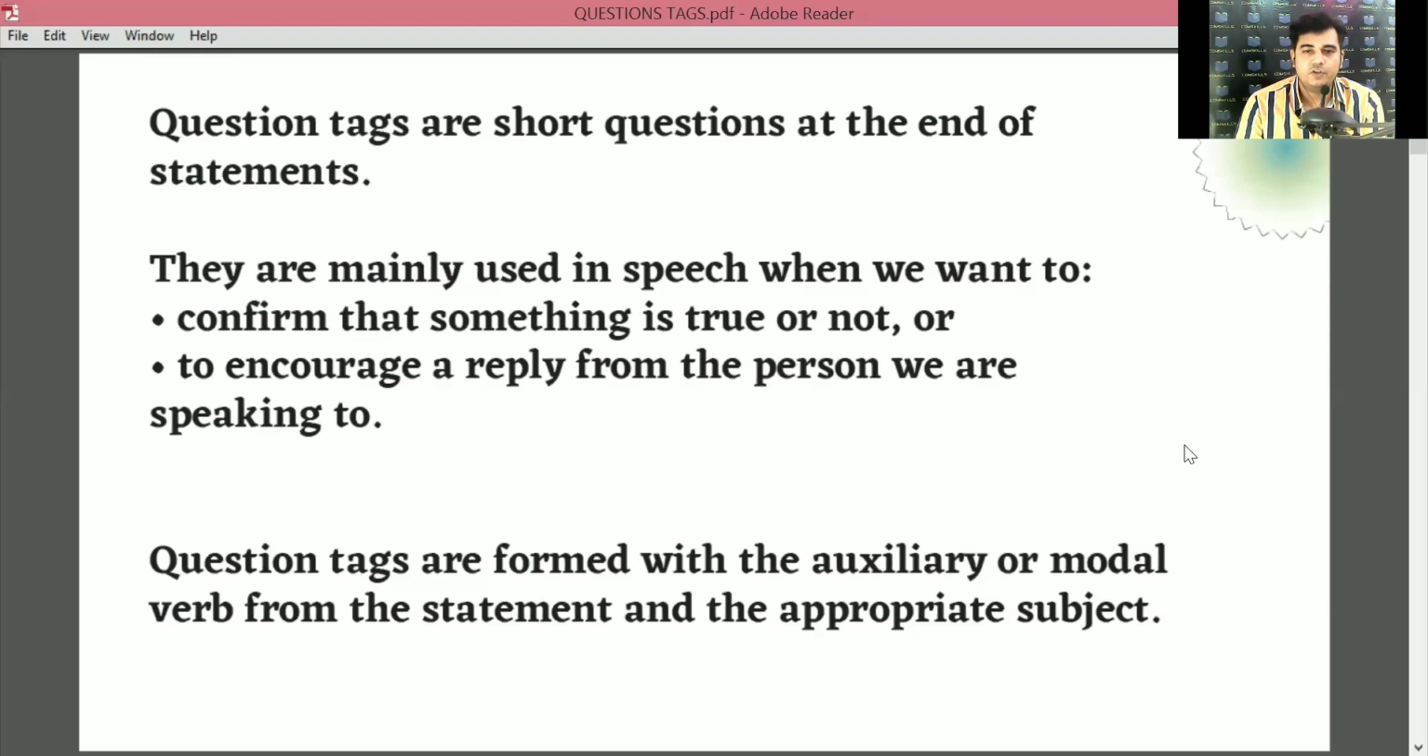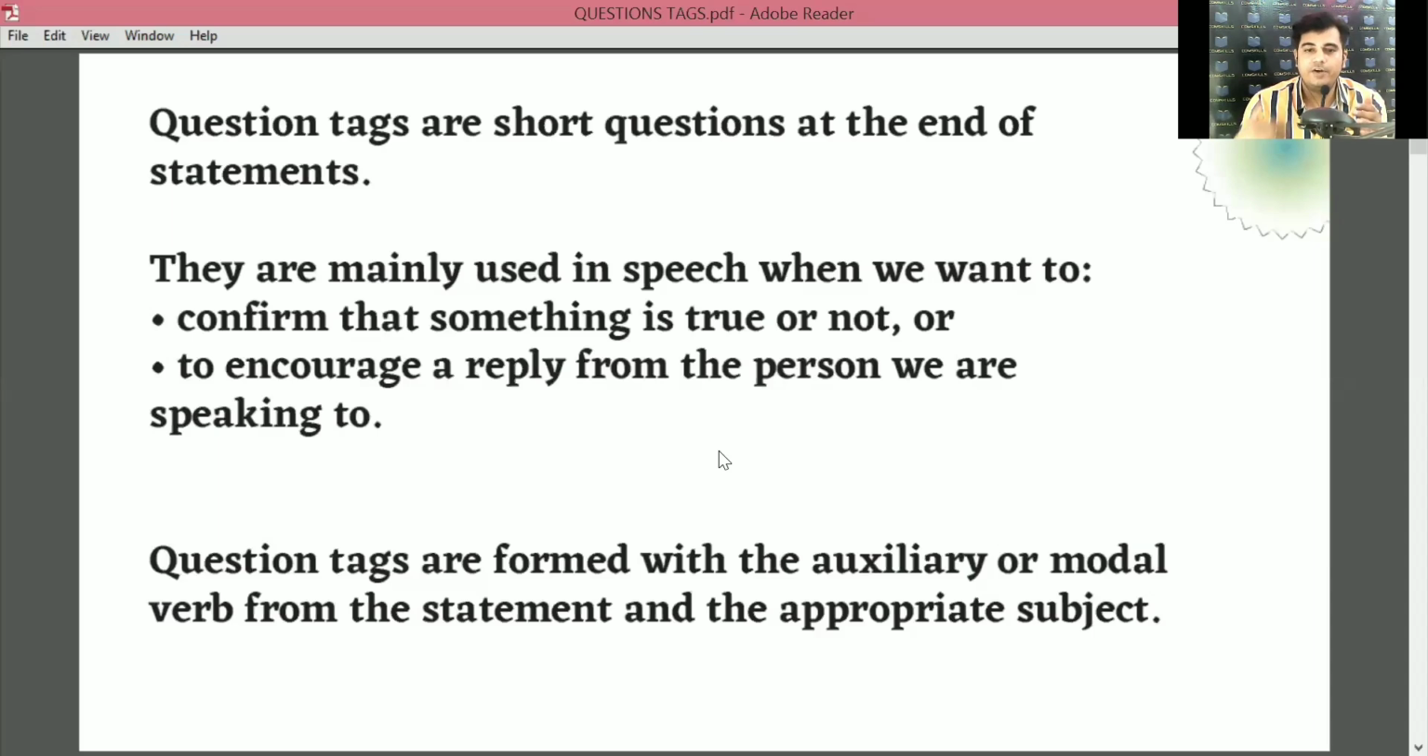Exactly. Question tags are short questions at the end of a statement. So whenever we have any kind of statement, this question tag is used at the end of the sentence or after the sentence. They are mainly used in speech when we want to confirm that something is true or not. When we want to be sure or confirm anything from somebody, at that moment we use question tags to encourage a reply from the person we are speaking to.